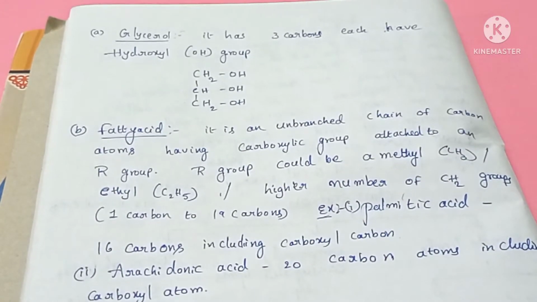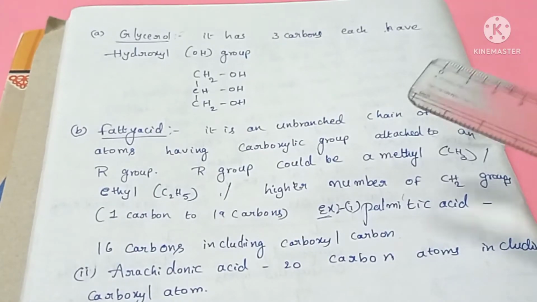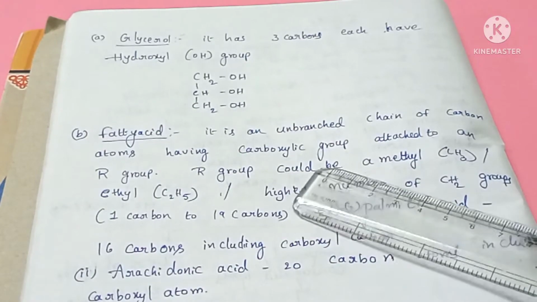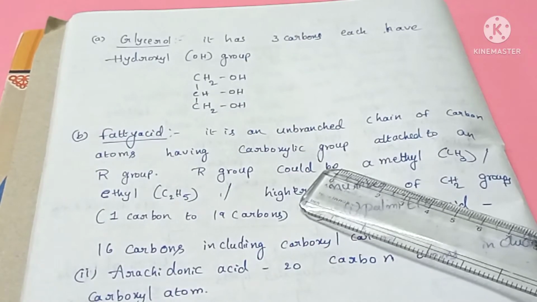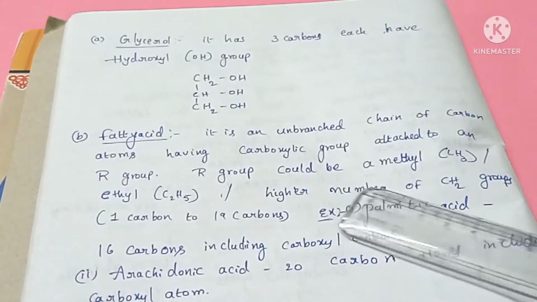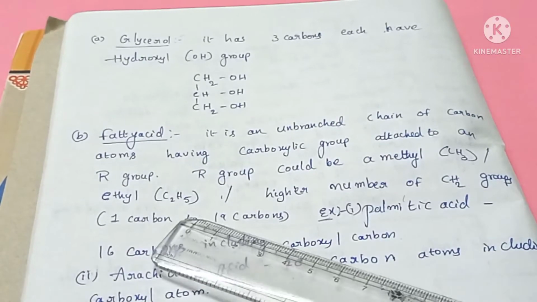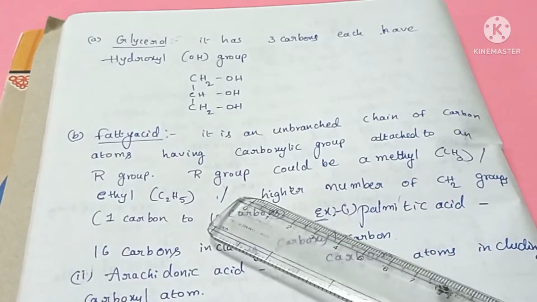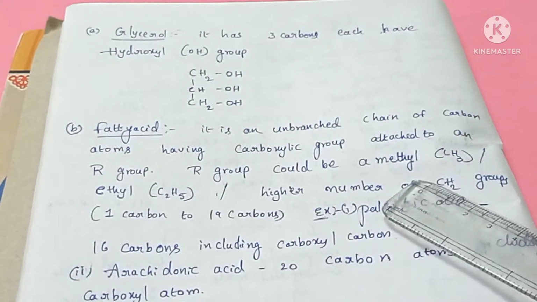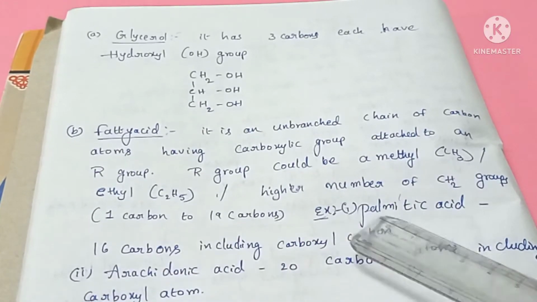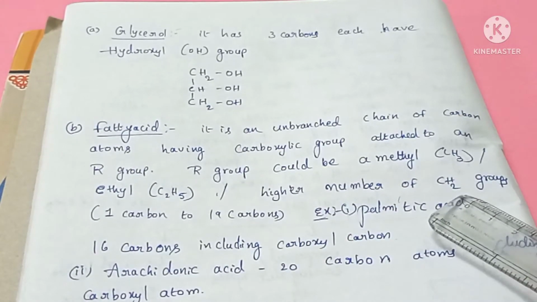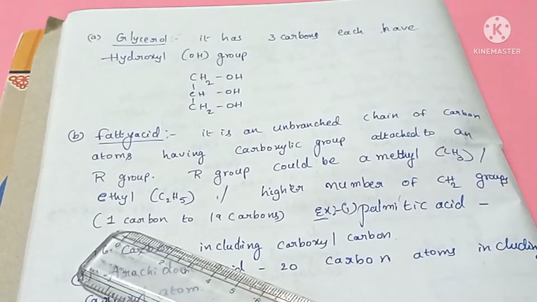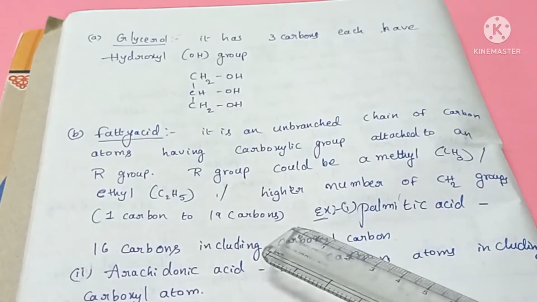Now we'll see the fatty acid. What is a fatty acid? It is an unbranched chain of carbon atoms. They have a carboxyl group. Attached to this, there is an R group, a functional group. This R group may consist of a methyl group, an ethyl group, or CH2 groups. Here the number of carbons may range from 1 carbon to 19 carbons.